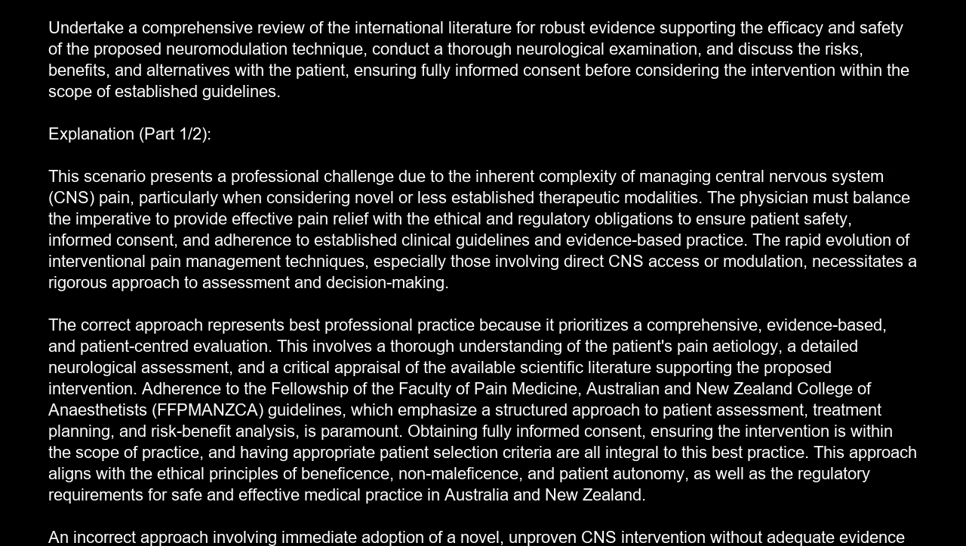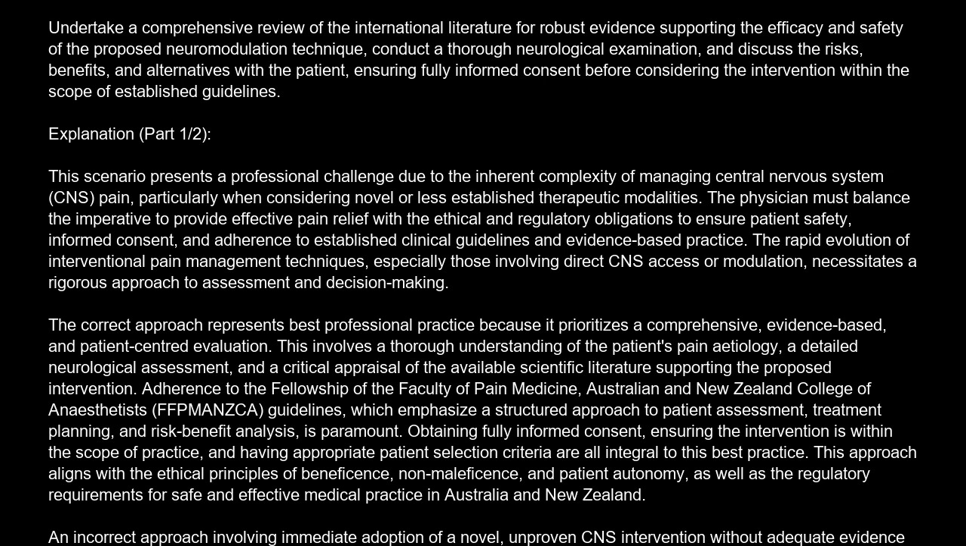The physician must balance the imperative to provide effective pain relief with the ethical and regulatory obligations to ensure patient safety, informed consent, and adherence to established clinical guidelines and evidence-based practice. The rapid evolution of interventional pain management techniques, especially those involving direct CNS access or modulation, necessitates a rigorous approach to assessment and decision-making. The correct approach represents best professional practice because it prioritizes a comprehensive, evidence-based, and patient-centered evaluation.